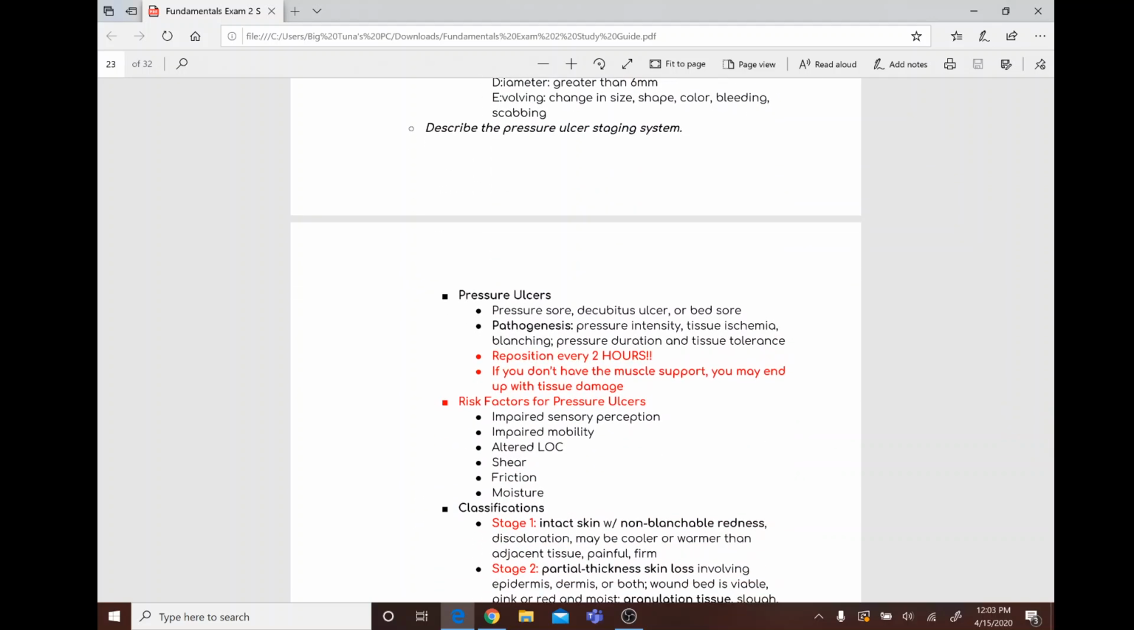All right, pressure ulcers, reposition every 2 hours. If you don't have muscle support, you may end up with tissue damage. Risk factors for pressure ulcers: impaired sensory perception, impaired mobility, altered LOC, shear, friction, and moisture.